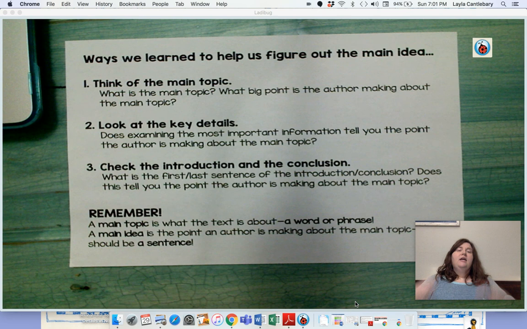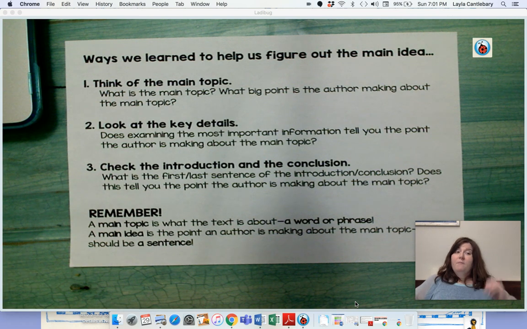Number two is to look at the key details. Does examining the most important information tell you the point the author is making about the main topic? And our third way that we learned to help us figure out the main idea is to check the introduction and the conclusion. What does the first and the last sentence of the introduction and or the conclusion tell you? Does this tell you the point the author is making about the main topic?